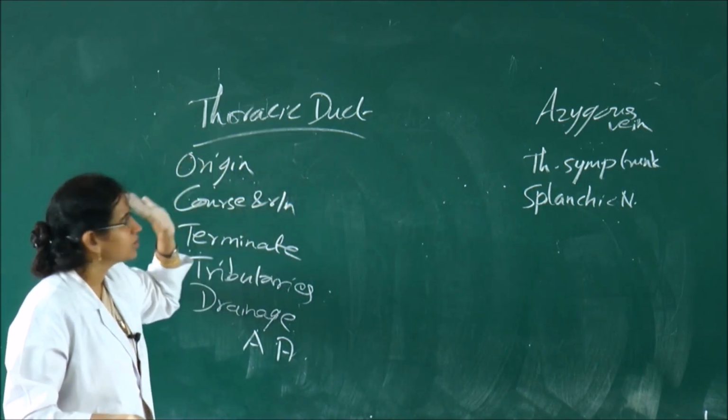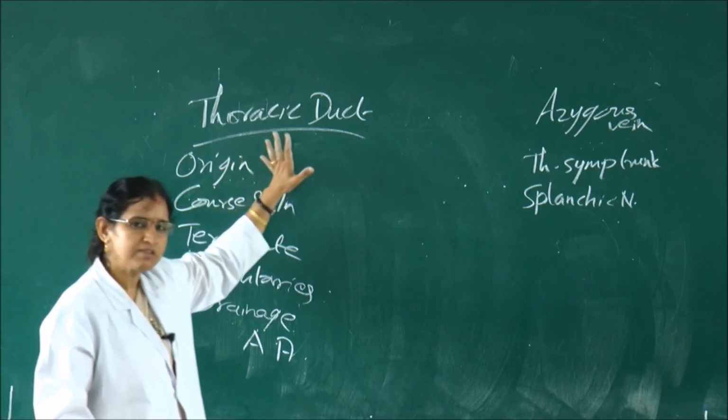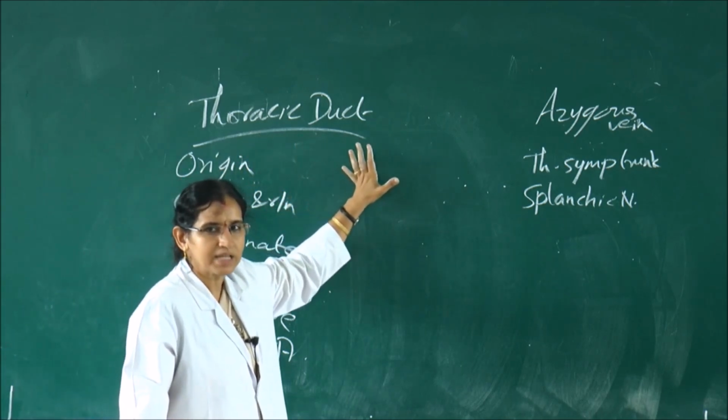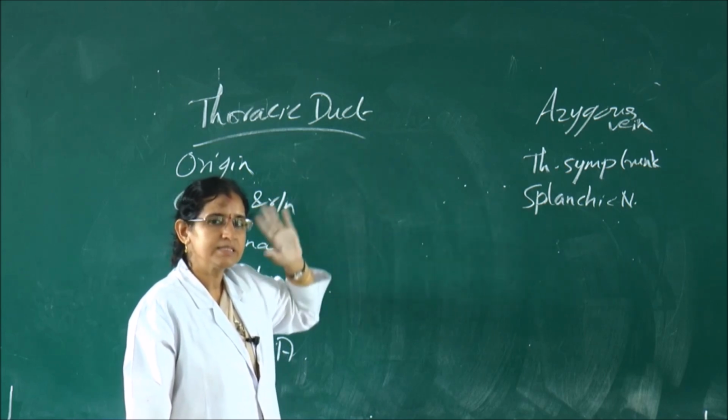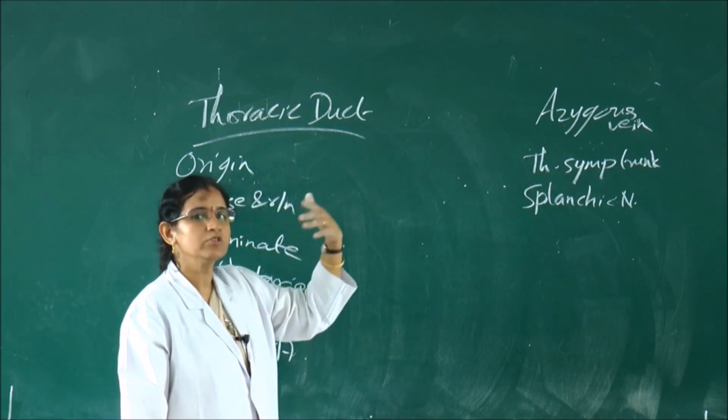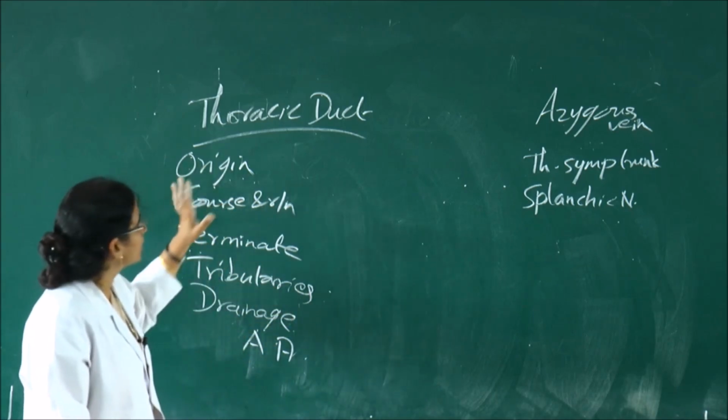So what is the origin of thoracic duct? Thoracic duct we have seen where, in which part of thorax? We have seen it in the mediastinum. We have seen it in posterior mediastinum and also in superior mediastinum. So now let us study.